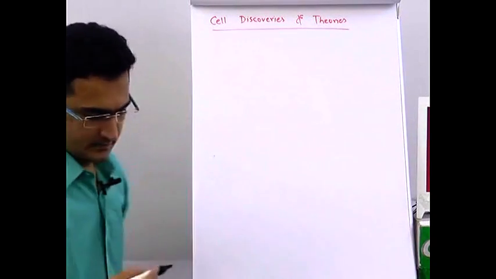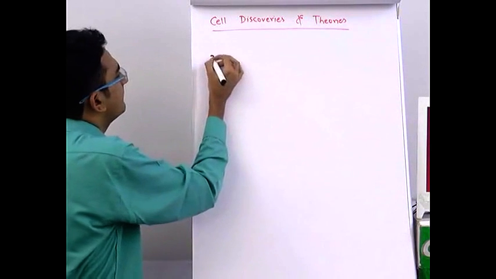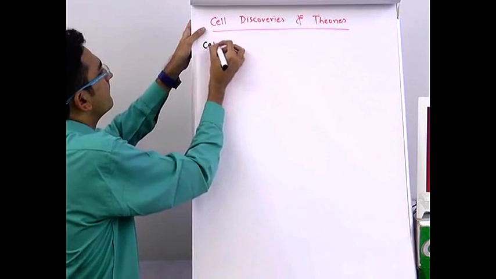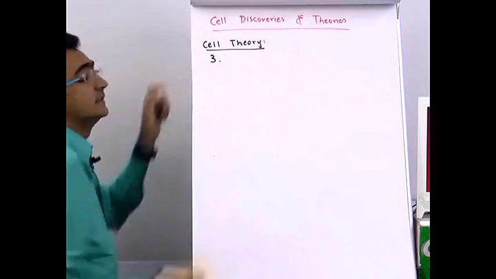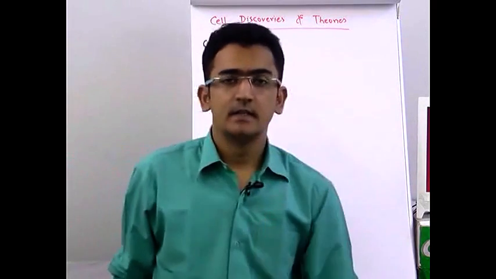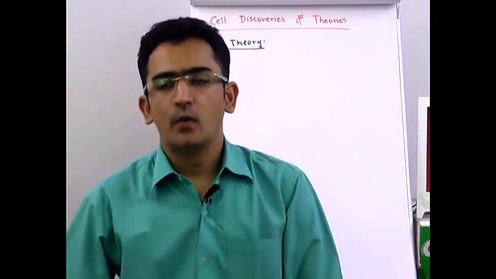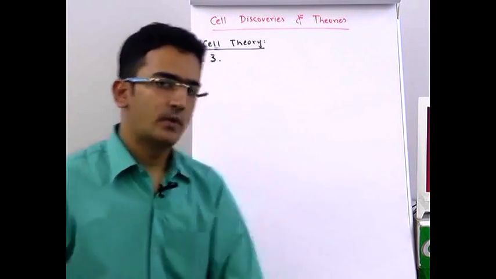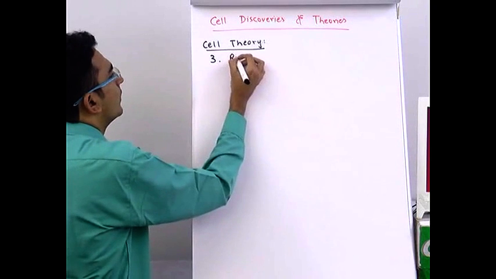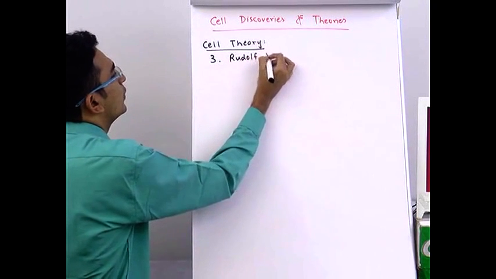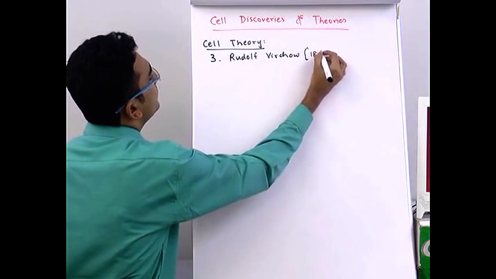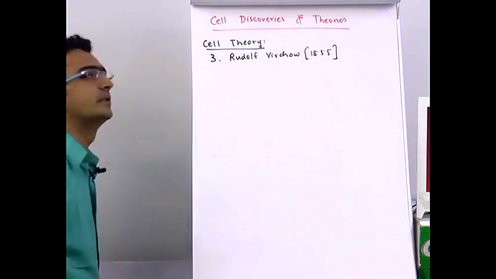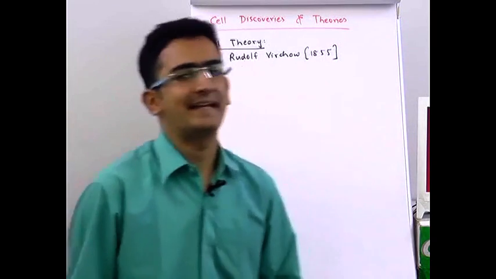And then this man came with a cell theory. His name was Virchow. The full name was Rudolf Virchow, who in the year 1855 made a statement in Latin.